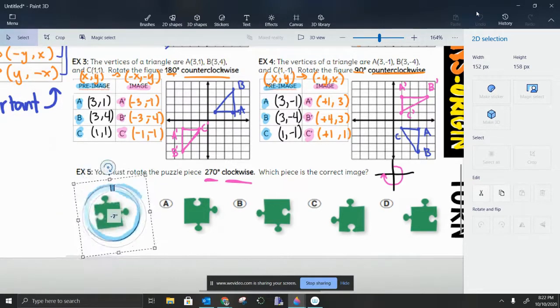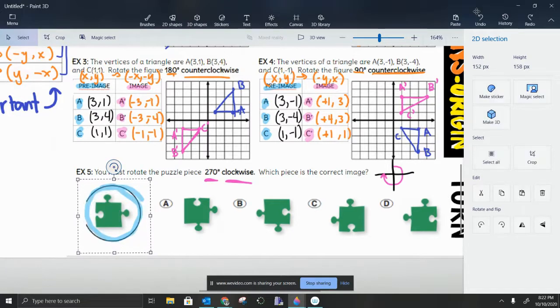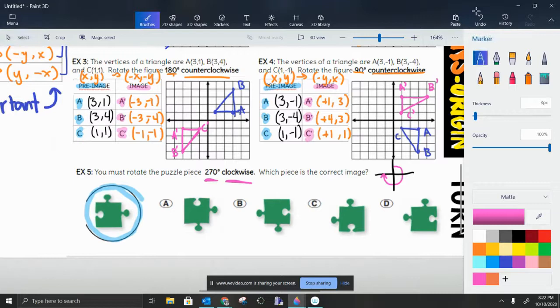Option D is actually a reflection of the original figure. It's not even a rotation at all. So option A was a 90 degrees rotation. Option B was 180 degrees rotation. Option C is our 270. And then option D is not a rotation at all. This is a reflection. So the more you do this, the more you're going to be able to visualize that kind of problem.